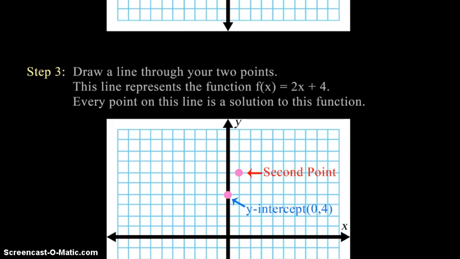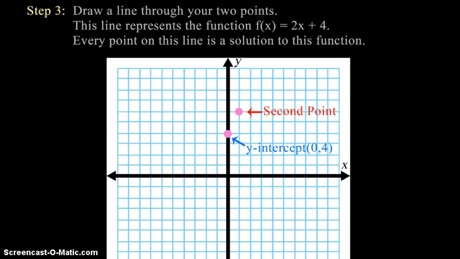And step number 3, draw a line through your 2 points, and this line represents the function f of x is equal to 2x plus 4. So pagdugtungin mo yan, gumamit ka ng ruler para magkaroon ka ng line. Okay, and that line nire-represent niya yung function na f of x is equal to 2x plus 4.